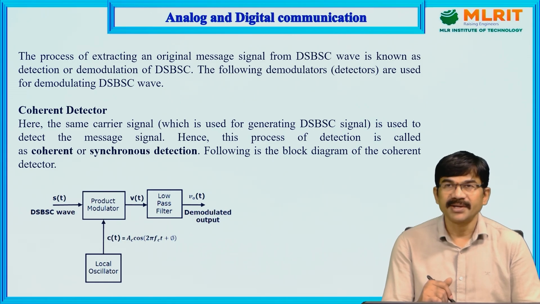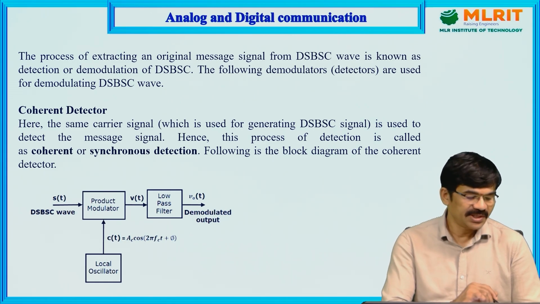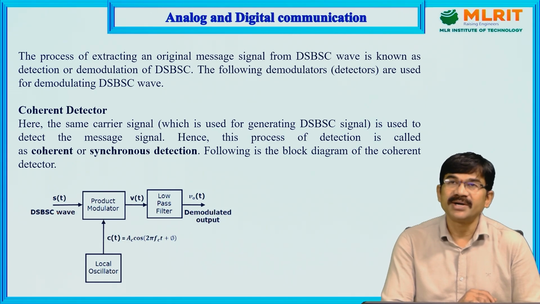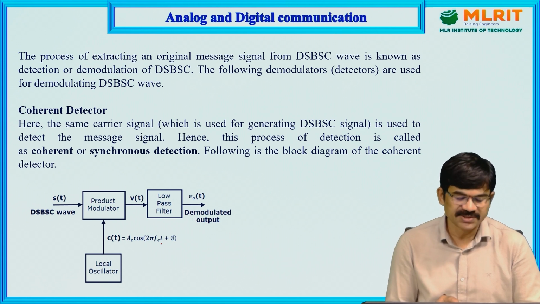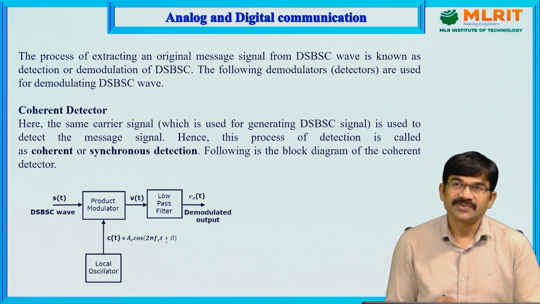So the block diagram for the coherent detection is as follows. The DSBSC wave, that is the modulated wave, is generated by using the DSBSC modulator and transmitted, and at the receiver we receive that modulated wave and apply it as an input to the product modulator. The other input signal we apply is the carrier signal, Ac cos(2 pi fc t plus phi), where phi is the delay or phase.